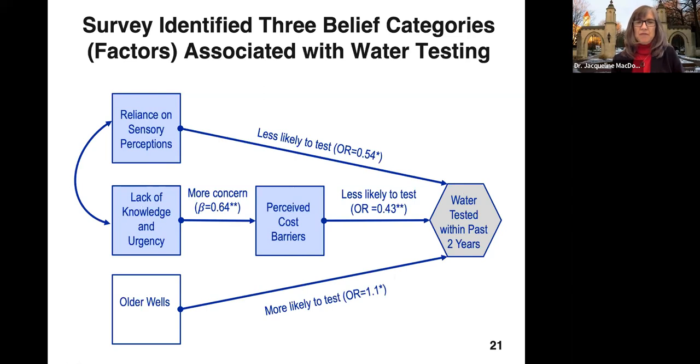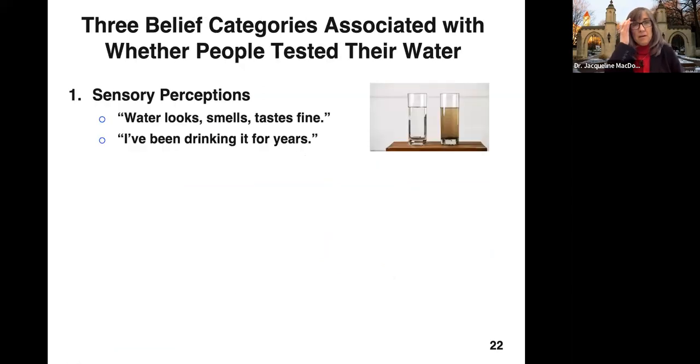We also did find that folks with older wells were slightly more likely to get a water test. So, just a little bit more about these three barriers. Each one of these we assessed with a suite of questions, and then we combined these questions into an overall measure of people's beliefs. And just to show you what these questions look like, I'll give you some examples from the battery of questions for each of these factors.